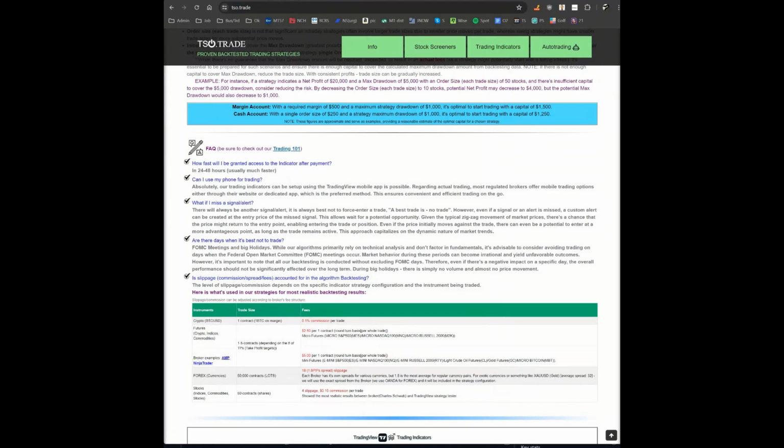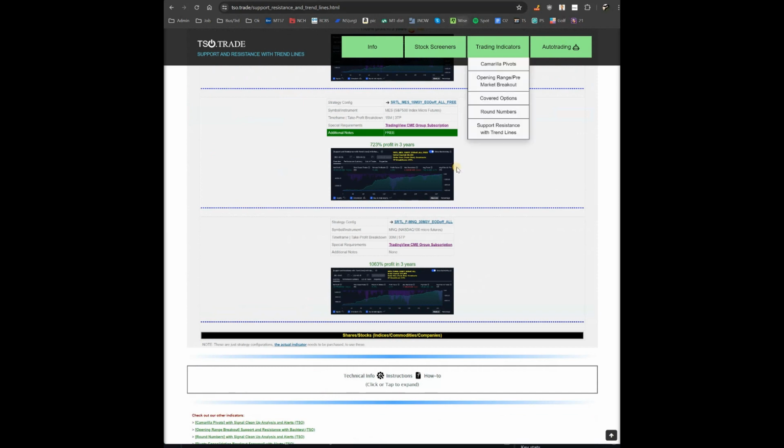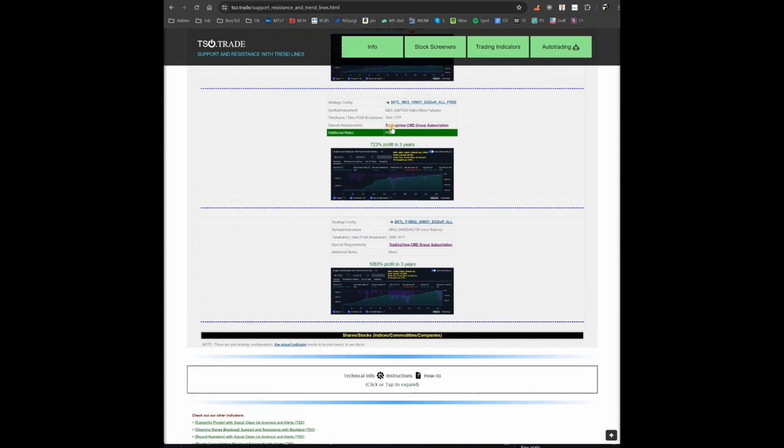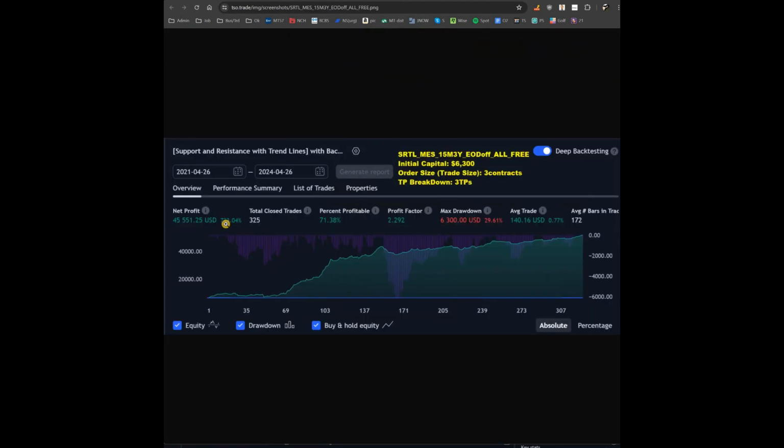As you can see under each one. Let me show you one of the configs. We usually include one free one. Here's a free config for S&P 500 index micro futures. It shows 723% in 3 years.